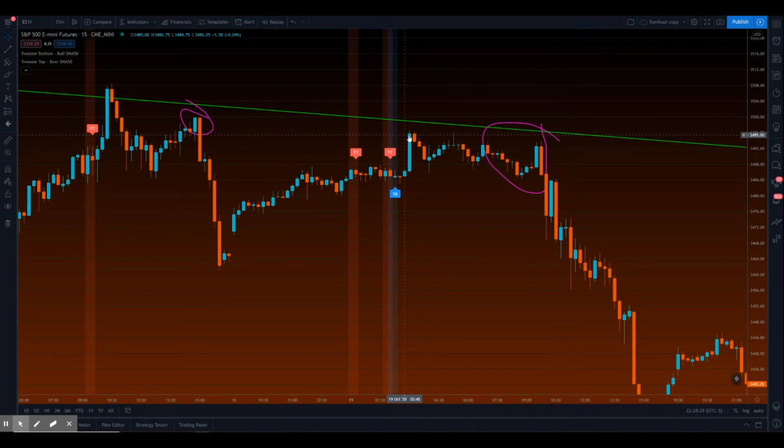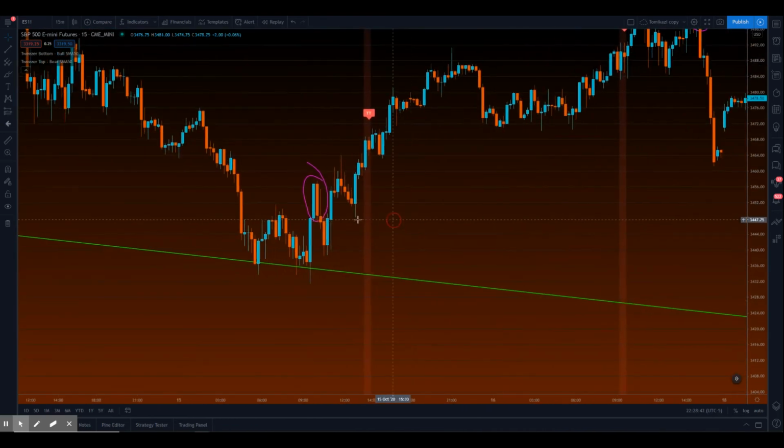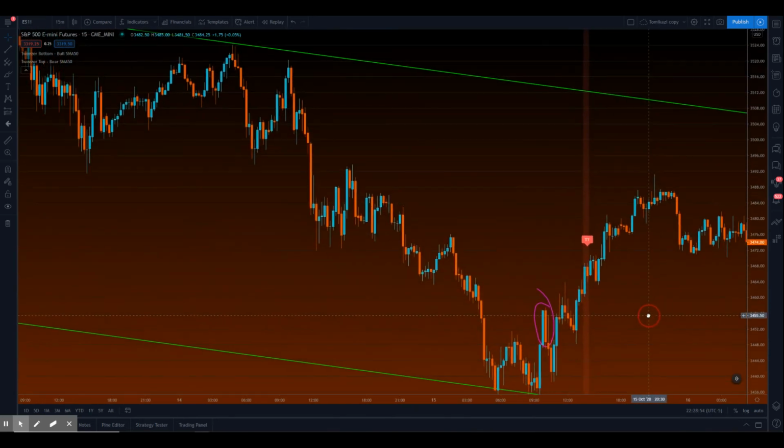So tweezer top here, tweezer top here, tweezer top here, tweezer top here, all big sell-offs after all of these, and even one right here. You have sell-offs. And then here's another big one that had a sell-off, but this one was short-lived because then we had a tweezer bottom. So tweezer top followed by tweezer bottom. So reversal, reversal. So you can see already how strong these are. When used right, they can have very good effects.